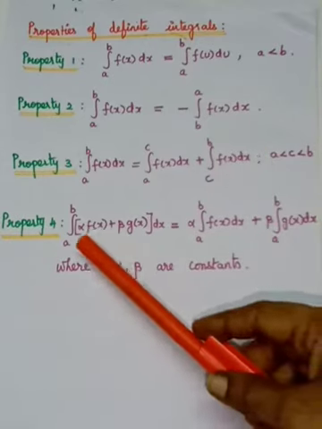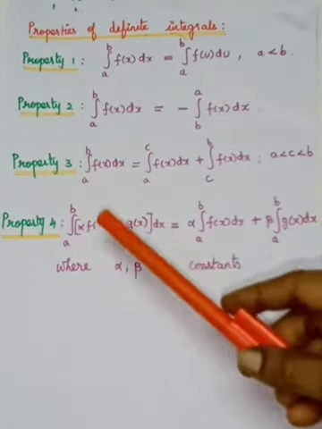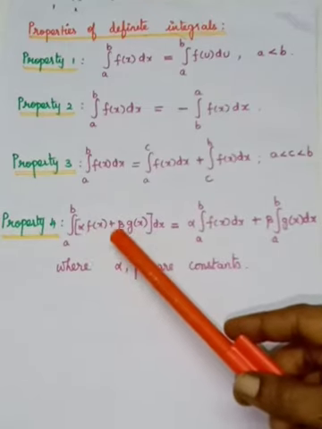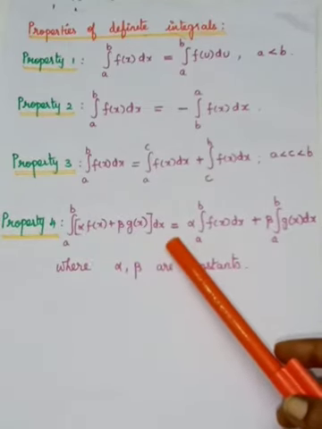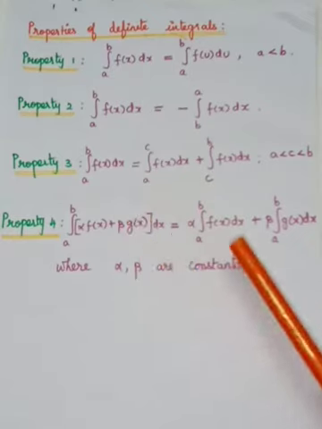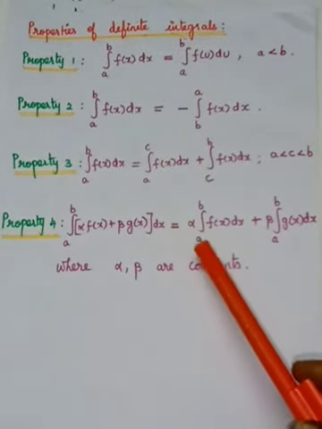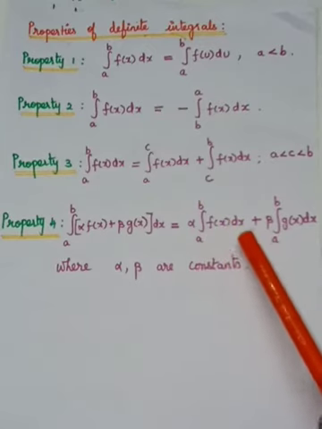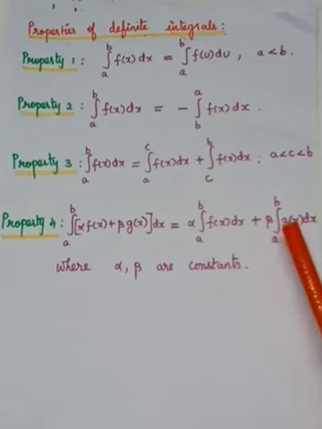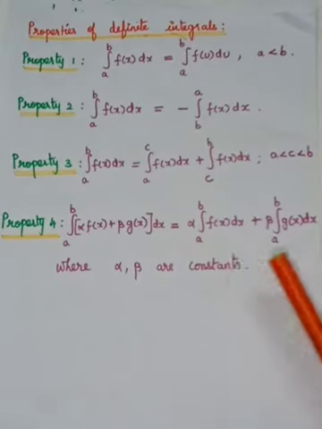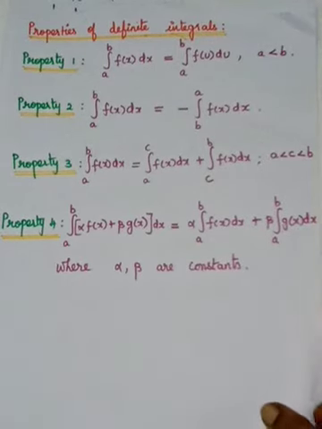And property 4: integral a to b of alpha f of x plus beta g of x dx can be written as two integrals: alpha times integral a to b f of x dx plus beta times integral a to b g of x dx. Here alpha and beta are constants. So these are the four properties of definite integrals.